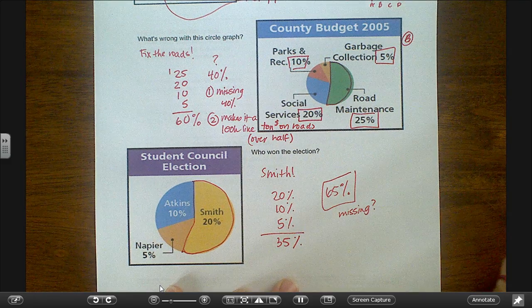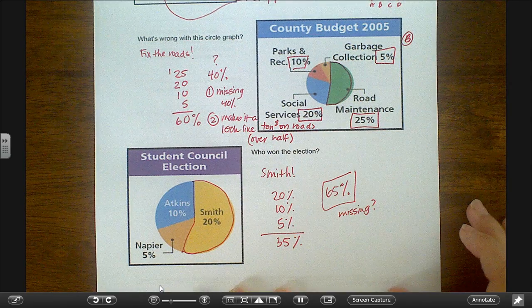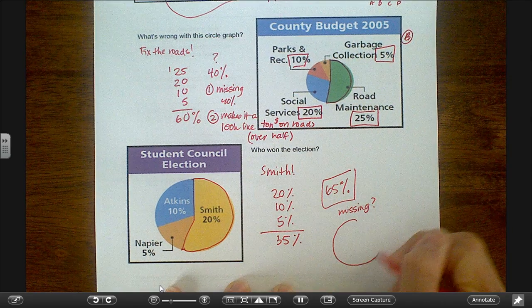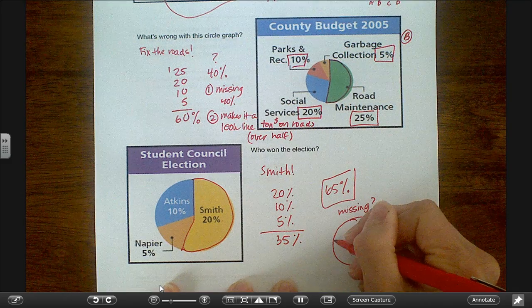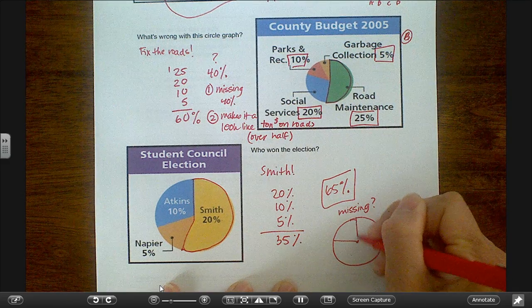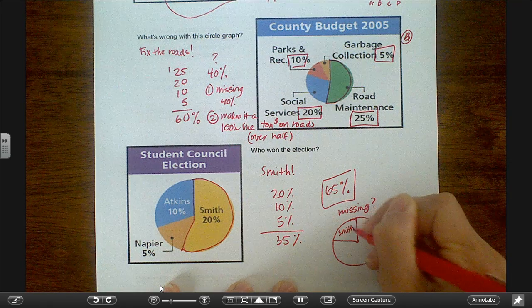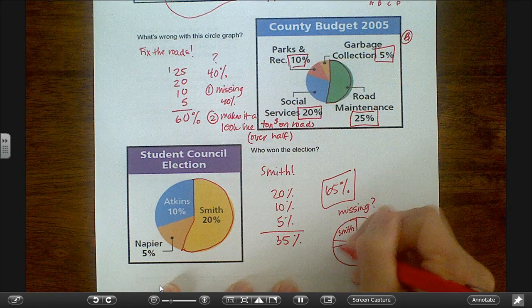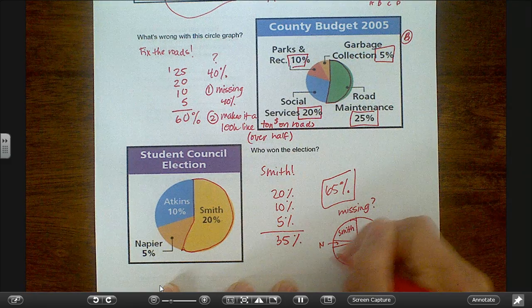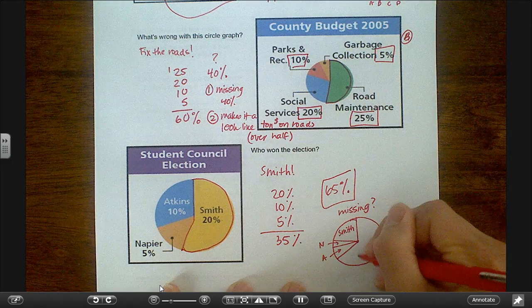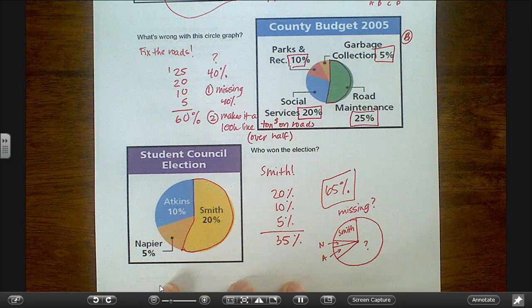Now, did that go to one candidate? Well, then that candidate won. Did it go to a whole bunch of other candidates? Okay, that's fine then. But let's take a look at what this should look like. So there's Smith. There's Napier. There's Atkins. And there's the rest of it, right?